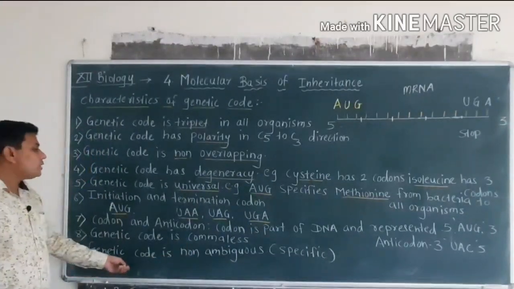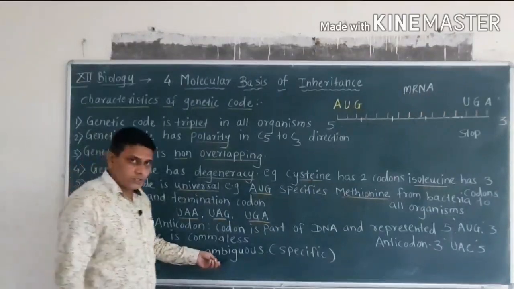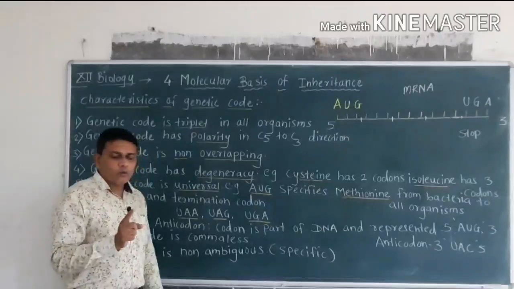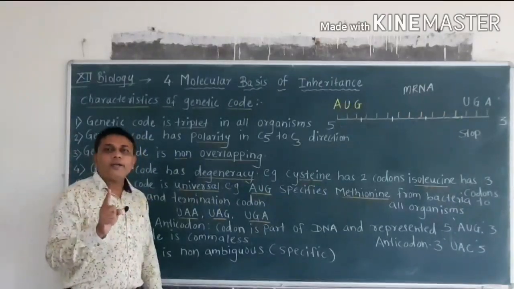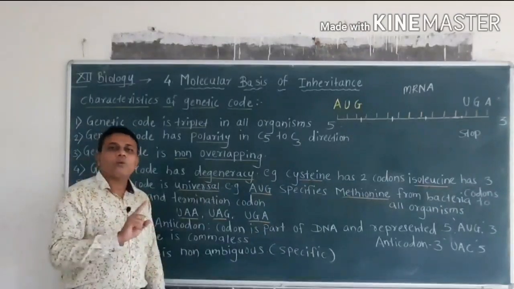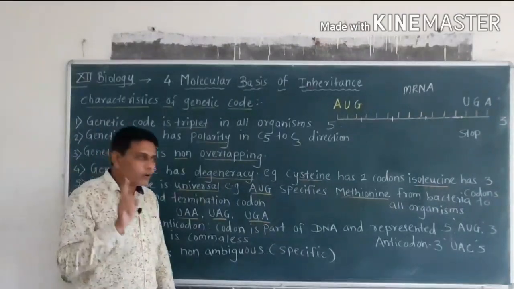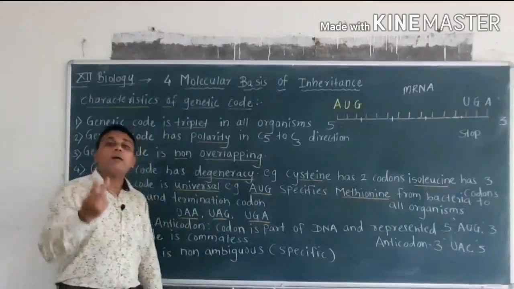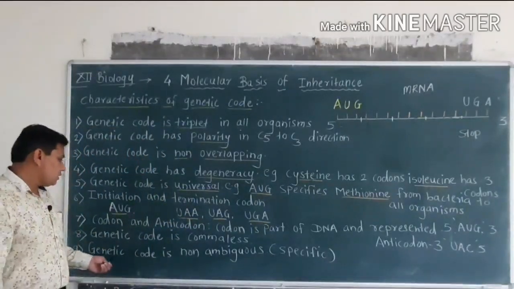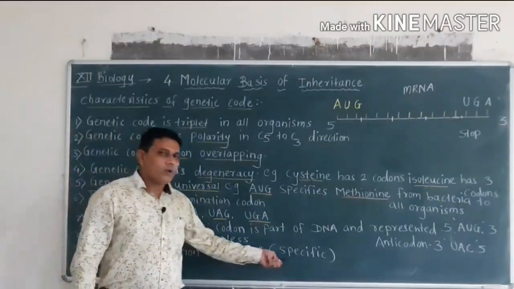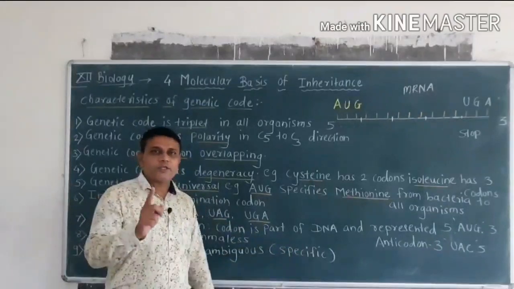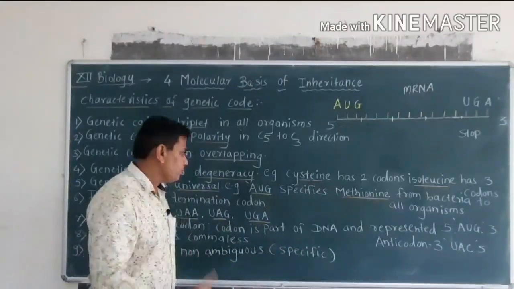Then genetic code is non-ambiguous, means a specific genetic code will code for only specific amino acid. It will not code, or the genetic code will not code for more than one amino acid. Hence genetic code is called as non-ambiguous, or genetic code is specific to specific amino acid only.